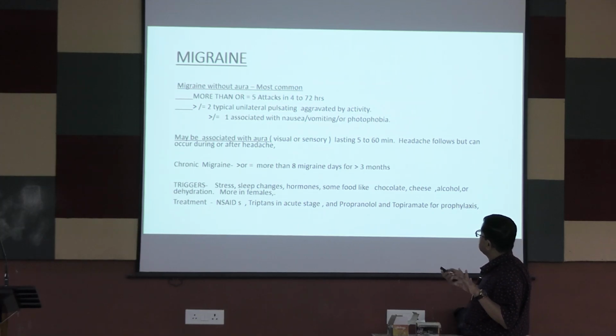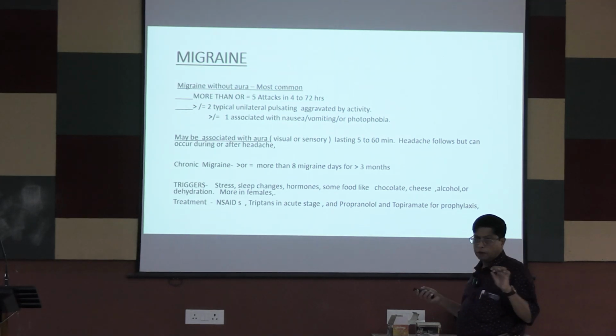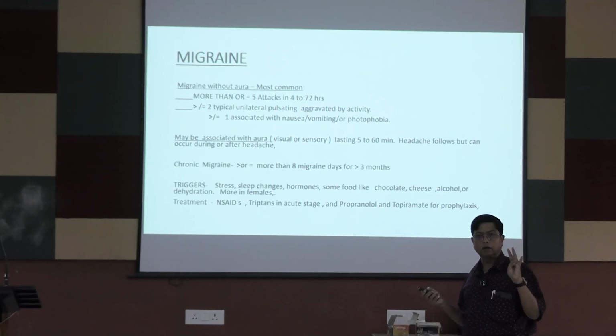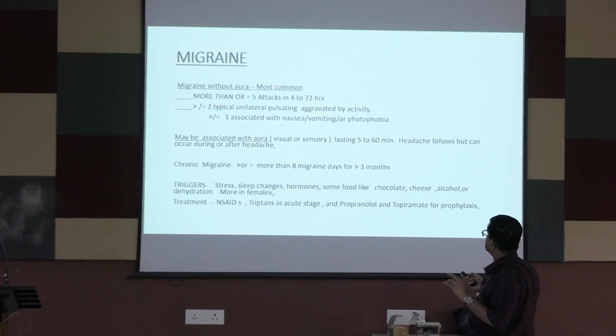And these 2 attacks are associated with aura, or there is a typical headache. Some typical headaches are particularly specific to migraine, like it is unilateral, pulsating, associated with nausea, vomiting. These symptoms are very specific to migraine. If these are present, then only 2 attacks are sufficient to diagnose a case of migraine. So associated with nausea, vomiting, and photophobia, very important. So either more than 2 attacks with aura or specific symptoms, or more than 5 attacks without this aura.